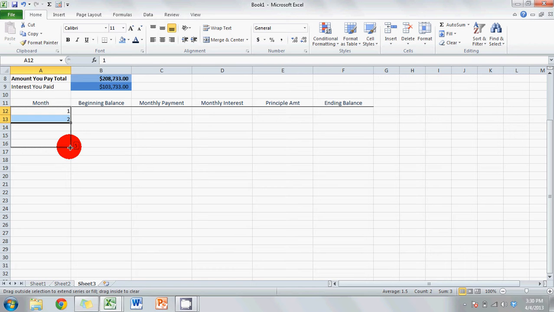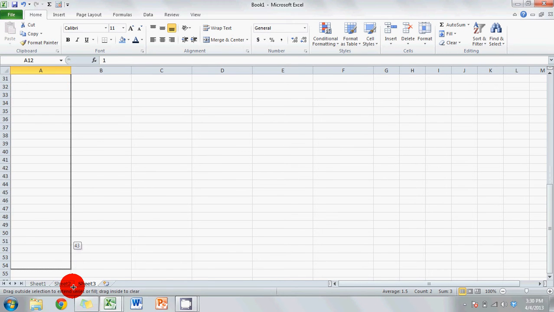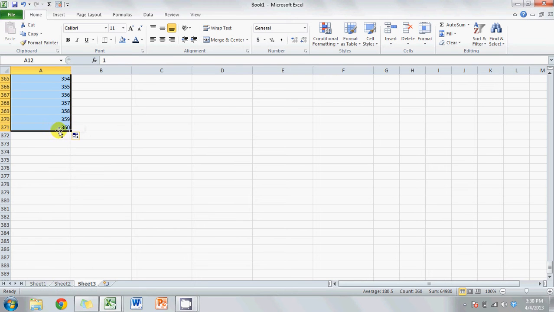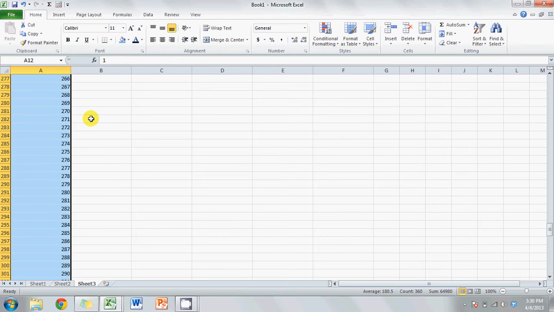The great thing about Excel is that by clicking on this box and dragging it down, Excel copies the pattern that it sees. Right now it's got 1, 2, so it sees a +1 pattern. So when I get down to 360, it's automatically going to enter the numbers 1 through 360 for me, because it sees that +1 pattern and repeats it. So you can see it numbered everything correctly for me, and you don't have to enter those numbers manually.